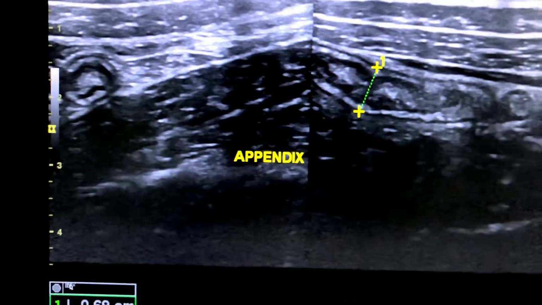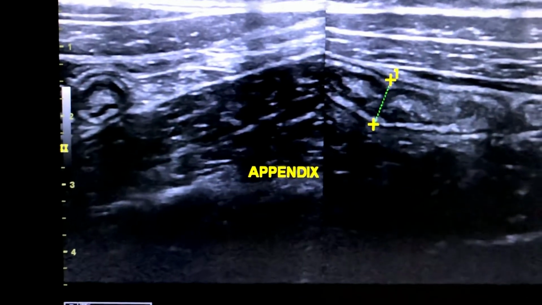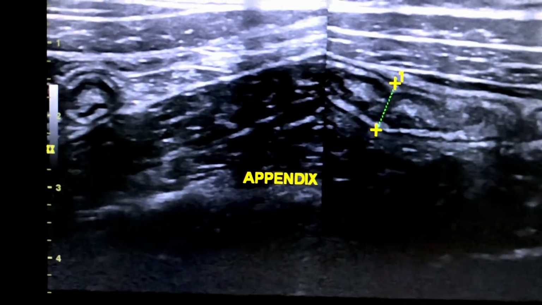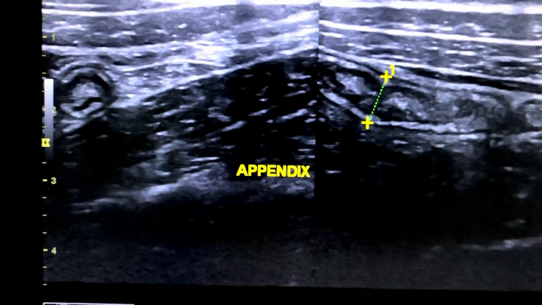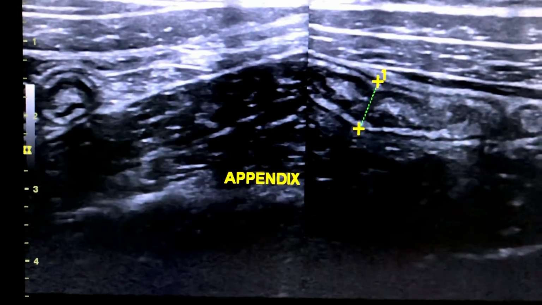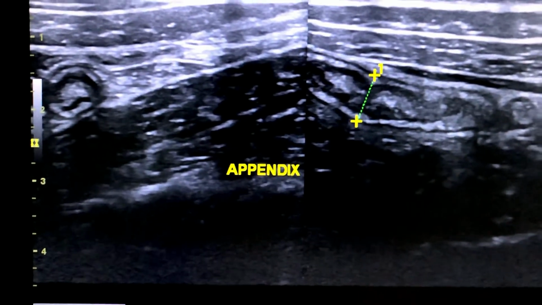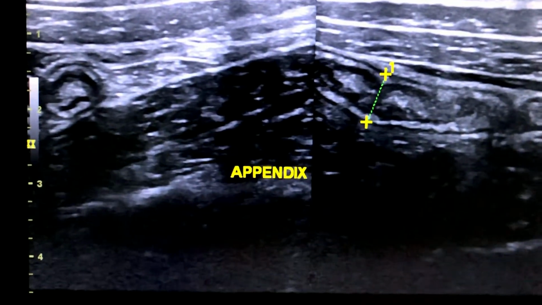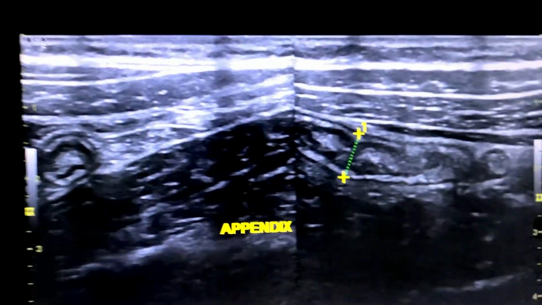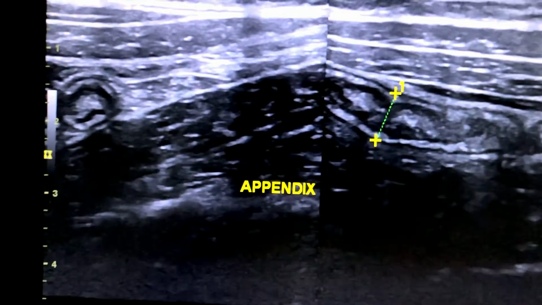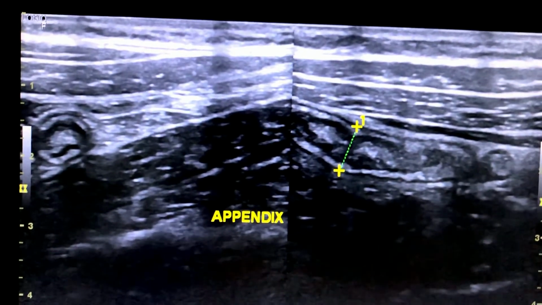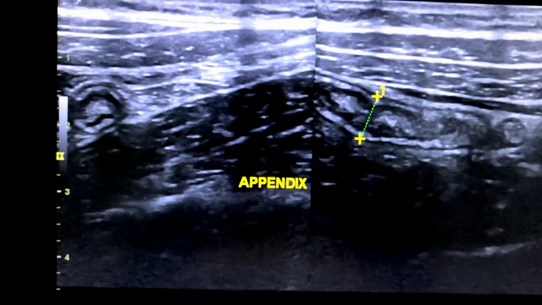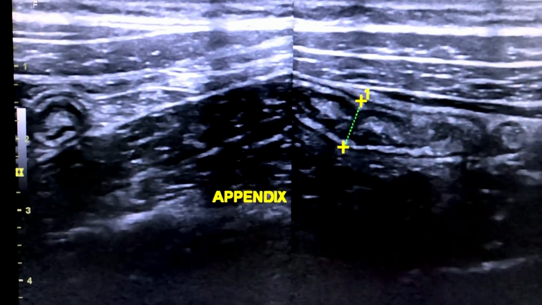So what I had given is: appendix is enlarged and is loaded with piccolith and sludge-type particles, showing enlargement of the diameter with normal vascularity, no free fluid or fat stranding surrounding the appendix. And I had not given anything like acute or subacute appendicitis, nothing, just a piccolith in the appendix, that's all. Okay, so you understand what we are supposed to write.